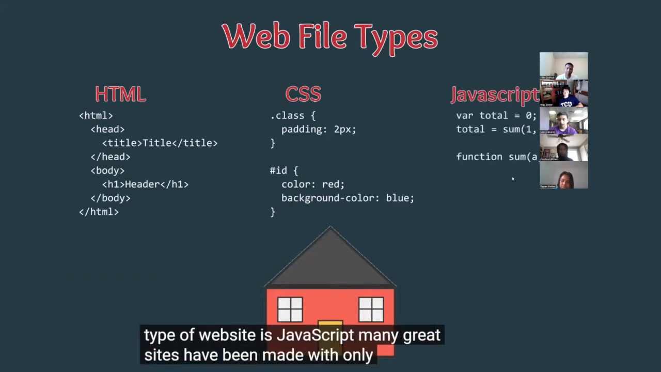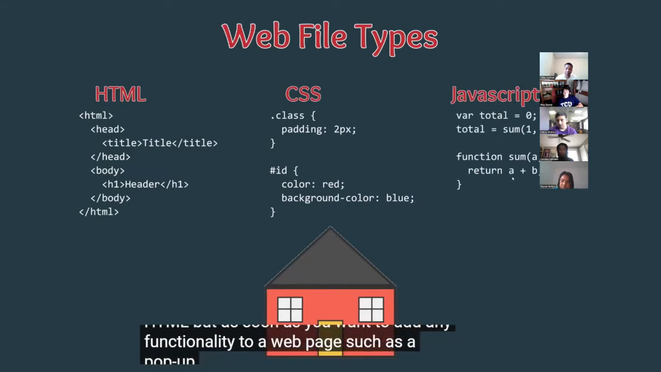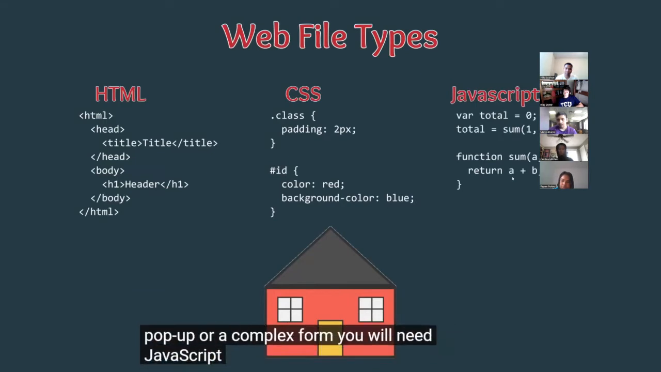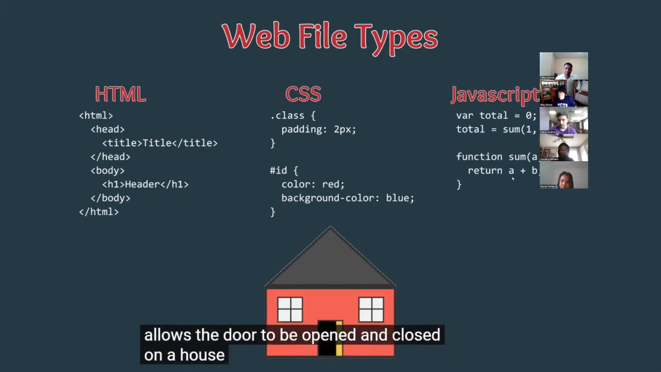Many great sites have been made with only CSS and HTML, but as soon as you want to add any functionality to a web page, such as a pop-up or a complex form, you will need JavaScript. JavaScript is what controls all the functionality of a web page and is equivalent to the doorknob that allows a door to be opened and closed on a house.